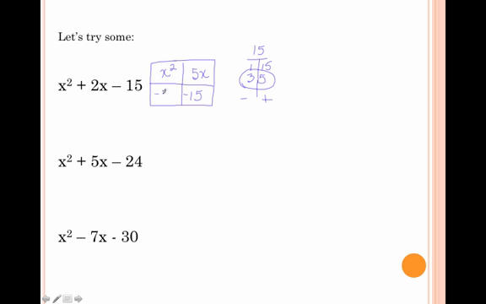5x, negative 3x, factor those out, x, 5, x, and negative 3, so that I get x minus 3 times x plus 5. Of course, it doesn't matter which order I put these factors in because I still have the commutative property of multiplication.